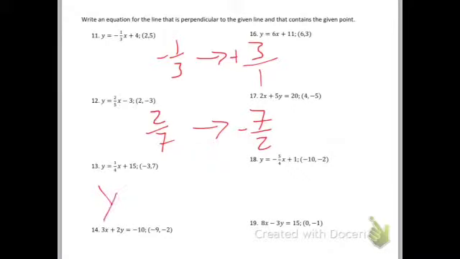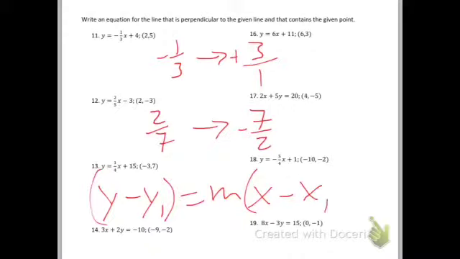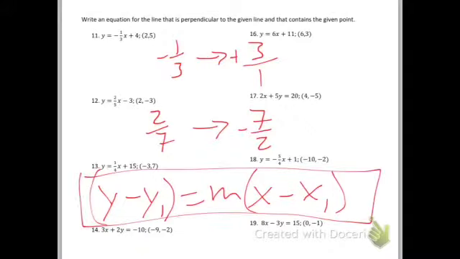We're still going to use the same equation to get our equation of the lines, which is y minus y1 equals m times x minus x1. And this guy is going to be how we're going to write up our equations.